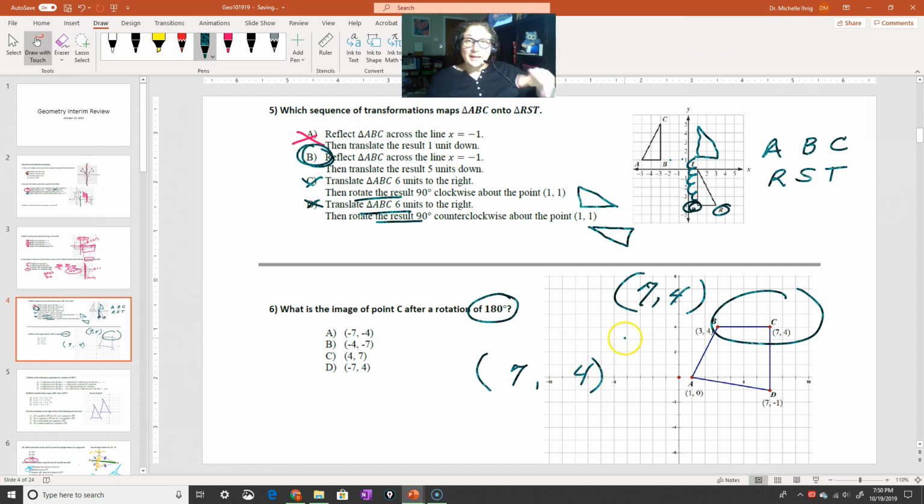Next, we know in order to get to 180, we do 2 quadrant jumps. Every quadrant jump is 90 degrees. Here's quadrant jump 1.